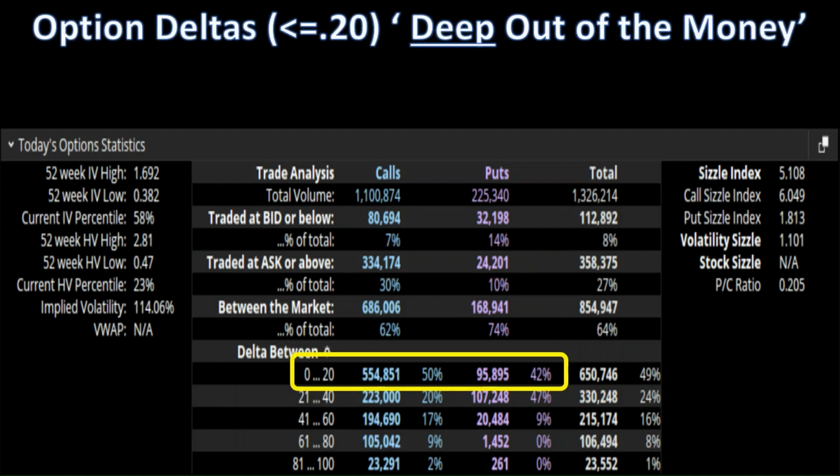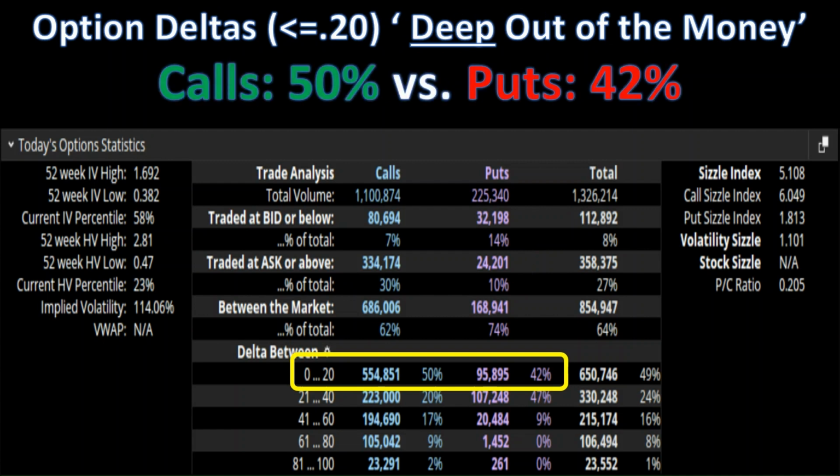And then finally, we have the option deltas. Deep out of the money, meaning that they're buying call options with strike prices much higher than where the VIX is now. The VIX right now is around 19. They might be buying 25s or 30s or 35s, even higher. Well, 50% of the call options purchased today were deep out of the money versus 42% of the puts that were deep out of the money.